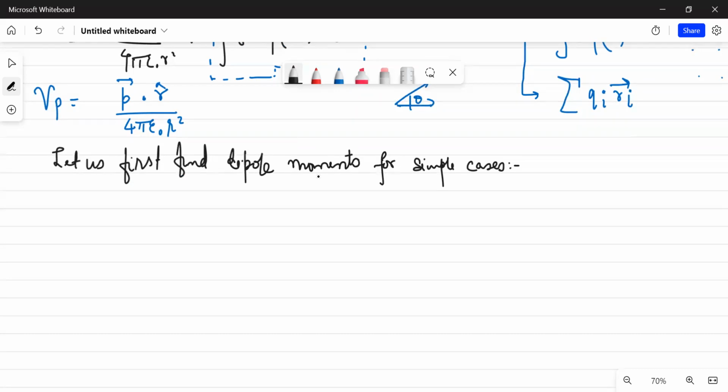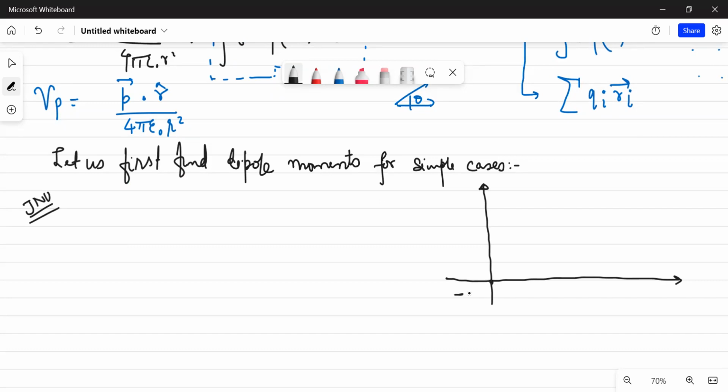So let us first take an example, the easiest one. This question was asked in the JNU exam. It is a simple question, and the arrangement is as follows.